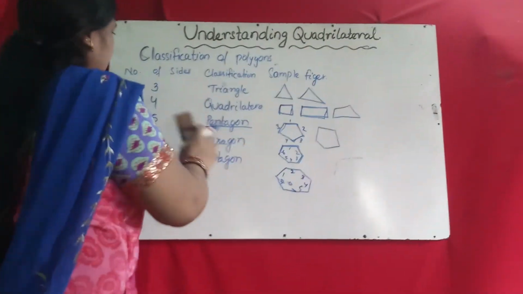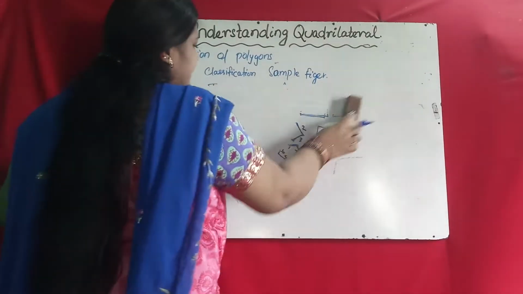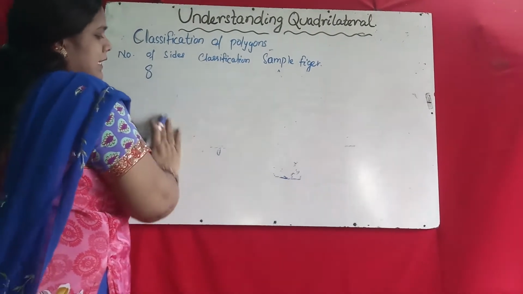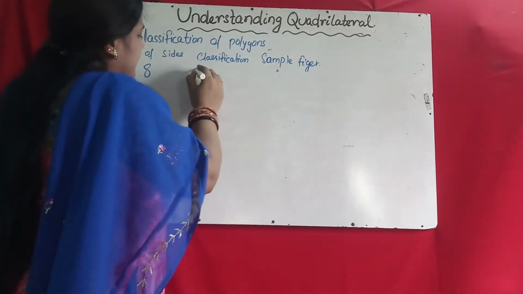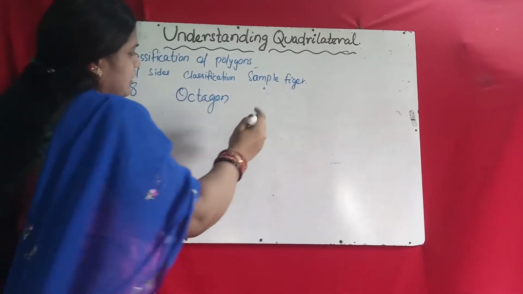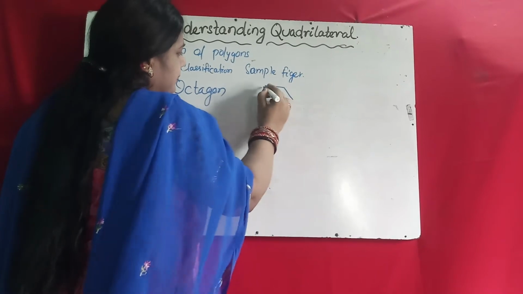Then if a polygon has 8 sides, how many sides? 8 sides, it is called an octagon. Octa, it is called an octagon. With 8 sides, we have to make 8 sides.